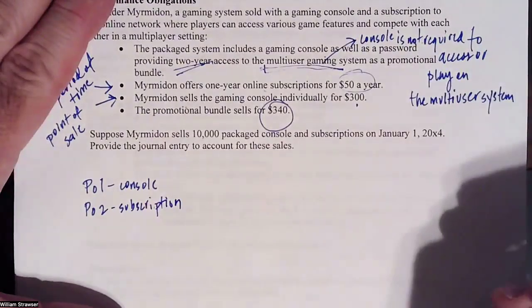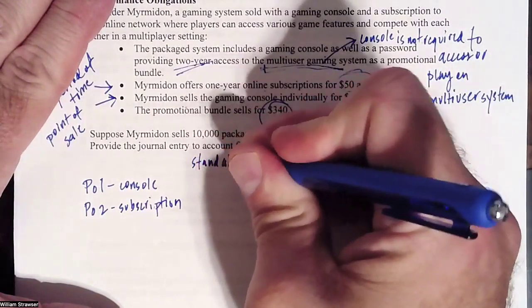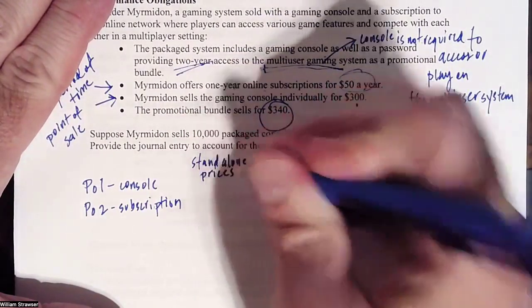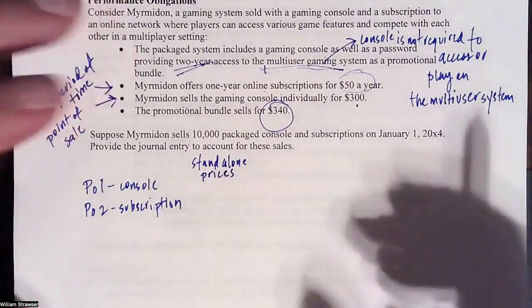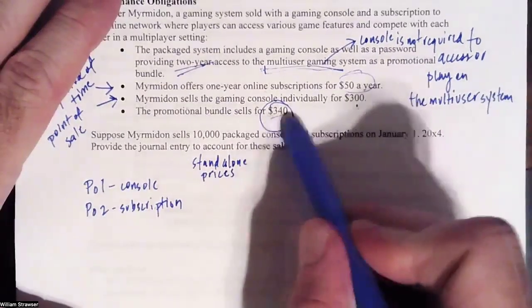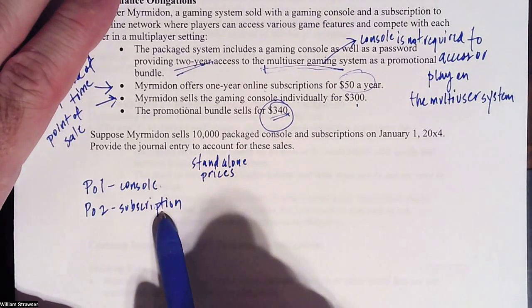The first thing I need to establish is what are their standalone prices? This is the first step to allocating appropriately. We're going to use the standalone prices as a means of figuring out, well, how much of the transfer price, 340, should be allocated to performance obligation 1 versus performance obligation 2.